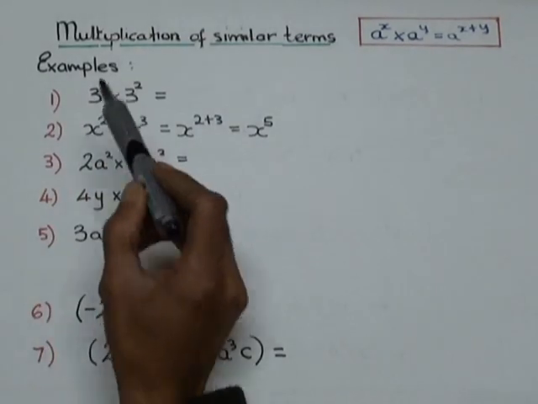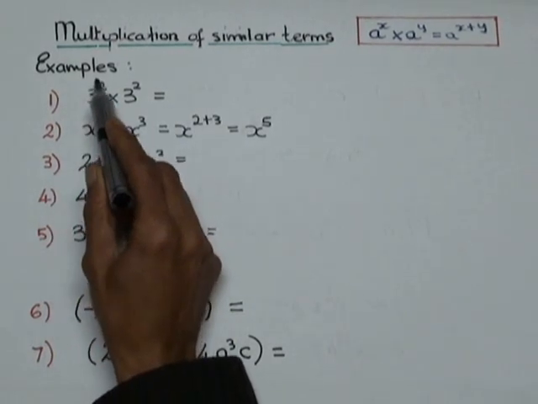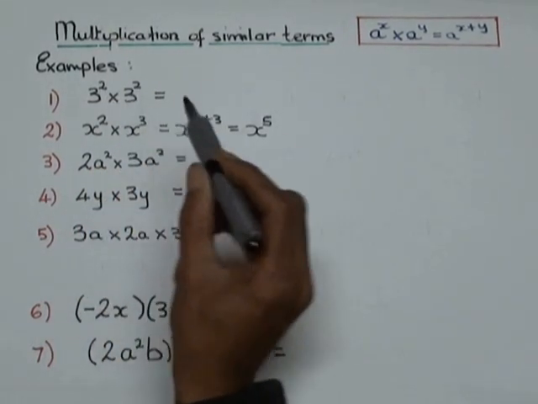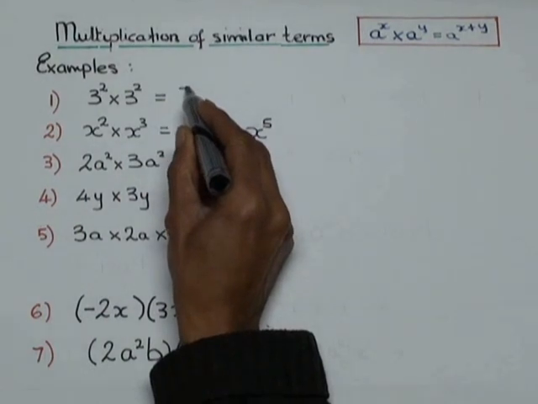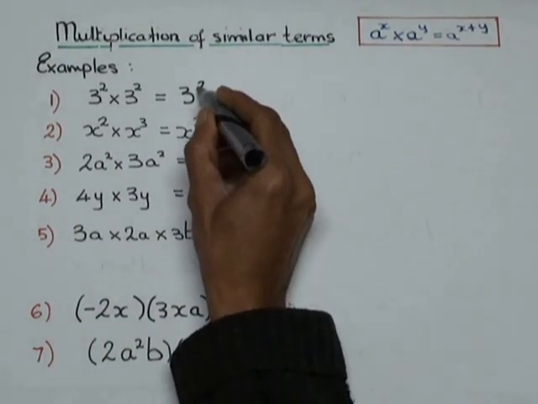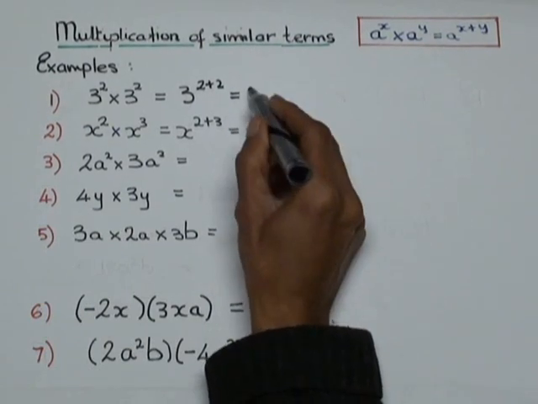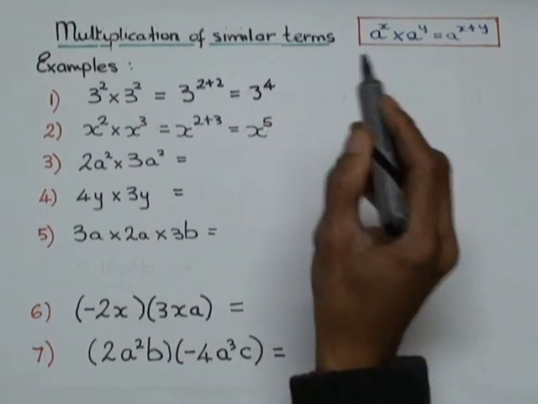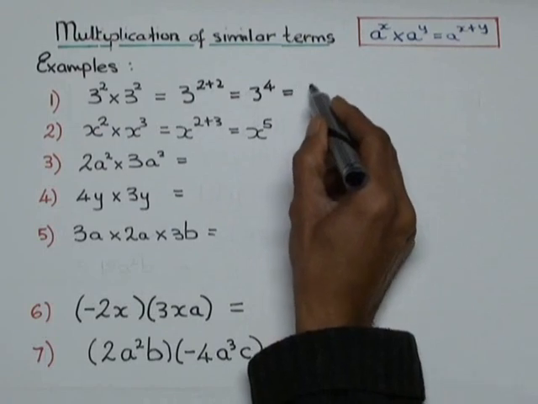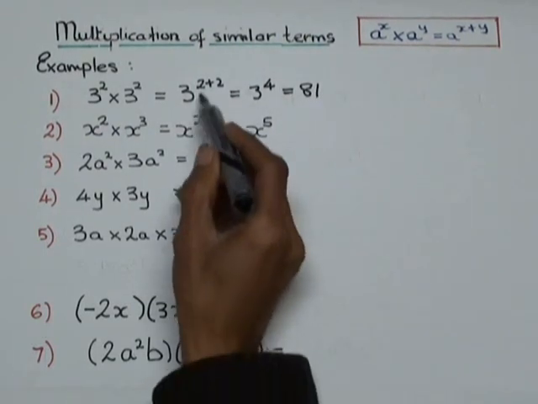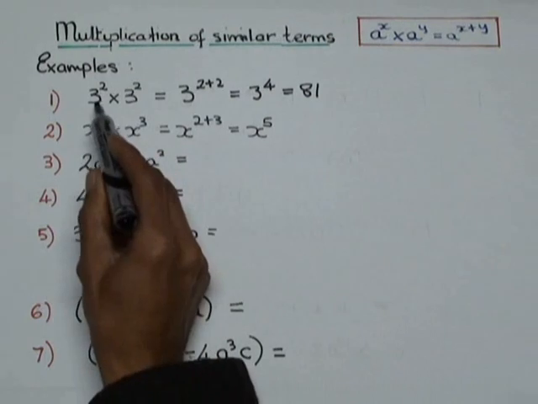So examples. Number 1, 3 to the power 2 times 3 to the power 2 is equal to 3 to the power 2 plus 2, and that is equal to 3 to the power 4, which is equal to 81. We add the exponents when the bases are the same.